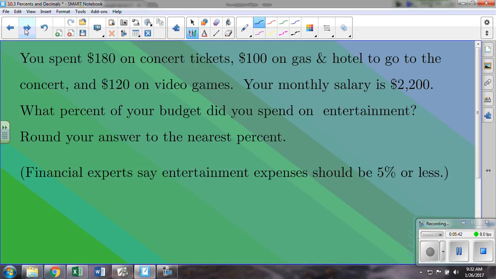And our last problem then. We'll say that you spend $180 on concert tickets, and then $100 more on gas and a hotel to go to the concert, and you spend $120 on video games. Now, if your monthly salary is $2,200, we want to consider what percent of your budget did you spend on entertainment. Round your answer to the nearest percent.